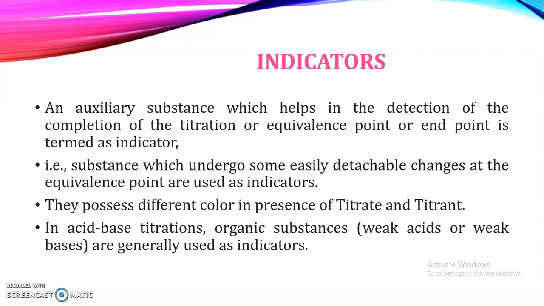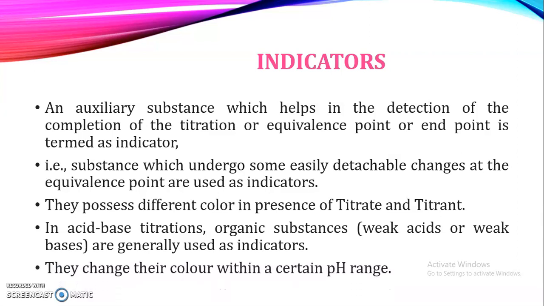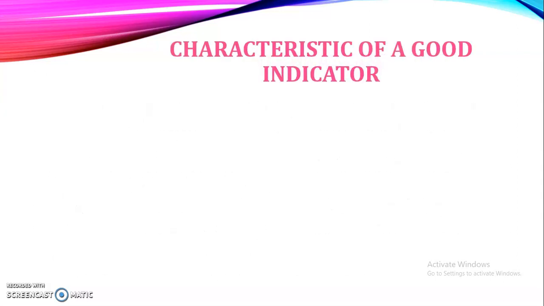In acid-base titration, different organic substances like weak acids or weak bases are generally used as indicators. They change their color within a certain pH range. In acid-base titration, we change the pH of that particular solution, and as the pH of that solution changes, it leads to a change in the color of that particular indicator.